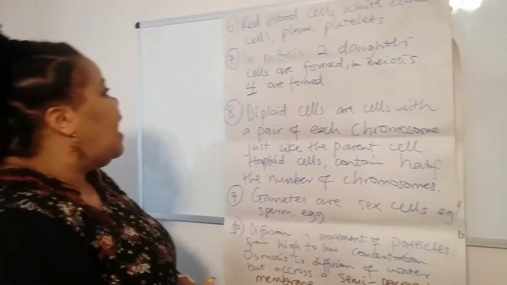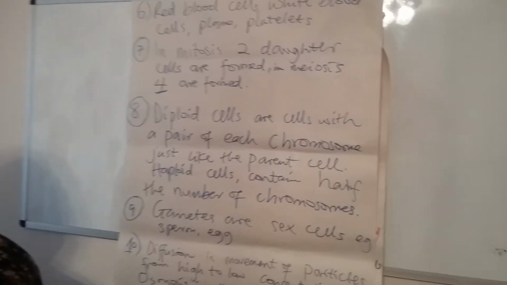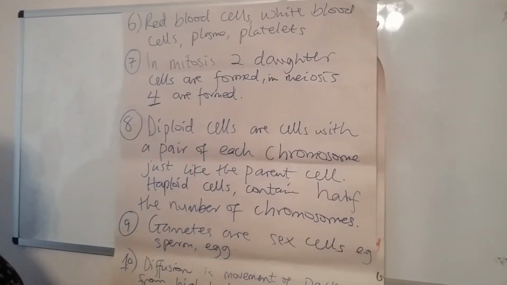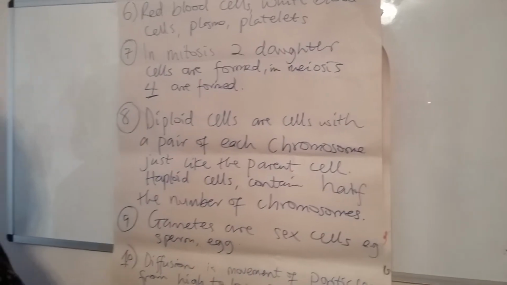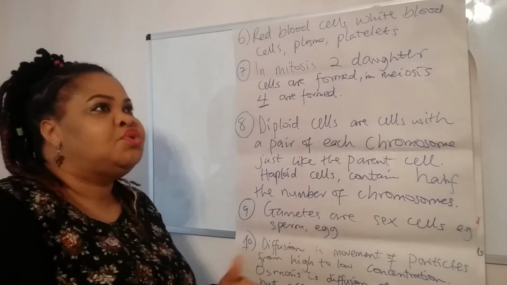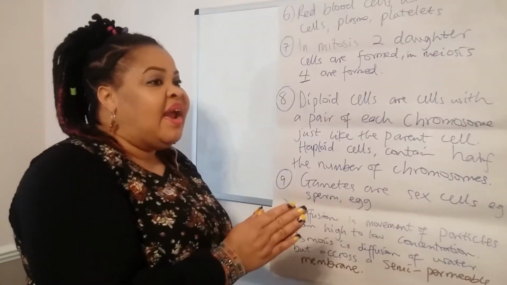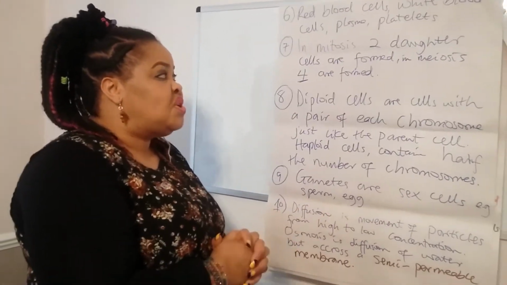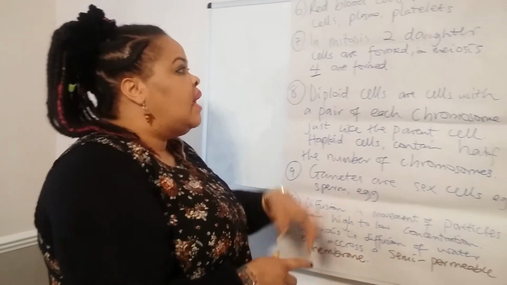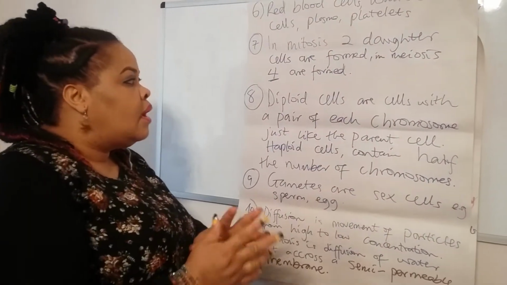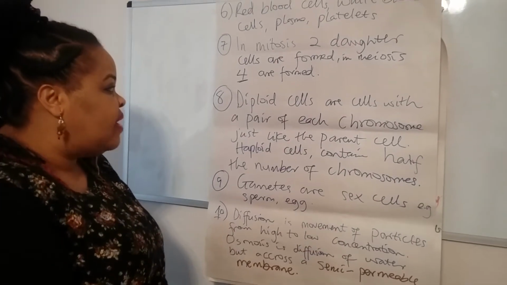And then the next question is what's one difference between mitosis and meiosis? In mitosis, 2 daughter cells are formed. Now we use the word daughter cell to say the parent cell is the one that starts the division, and once it's divided once, you have 2 daughter cells which are exactly like the parent cell. In meiosis, you have 4 daughter cells formed, having half the number of chromosomes that the parent cell had.